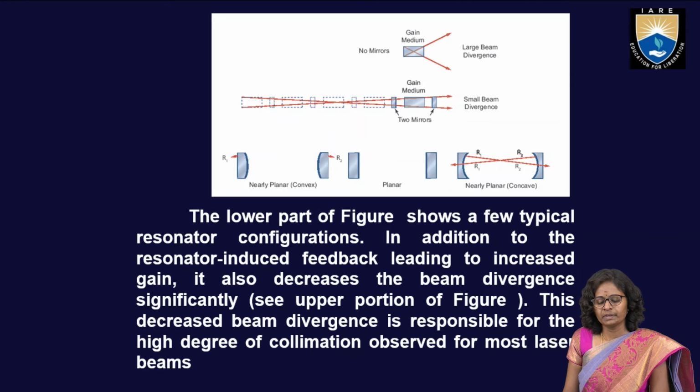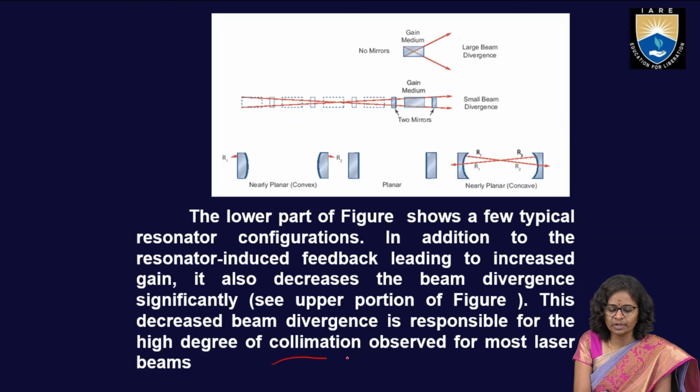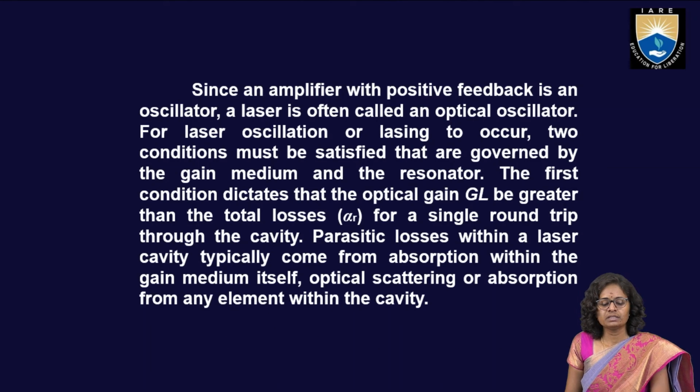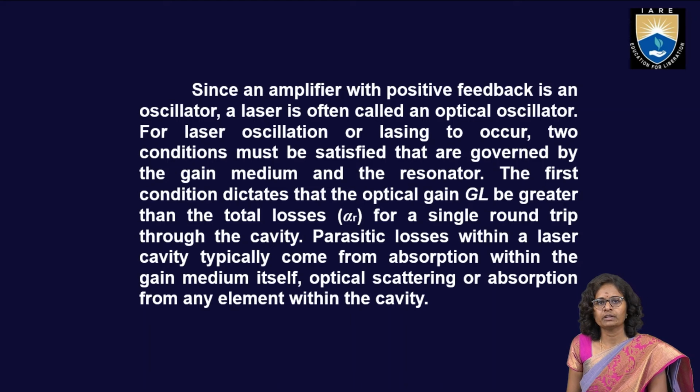The lower part of the figure shows a few typical resonator configurations. In addition to the resonator-induced feedback leading to increased gain, it also decreases the beam divergence significantly. This decreased beam divergence is responsible for the high degree of collimation. Since an amplifier with positive feedback is an oscillator, a laser is often called an optical oscillator.